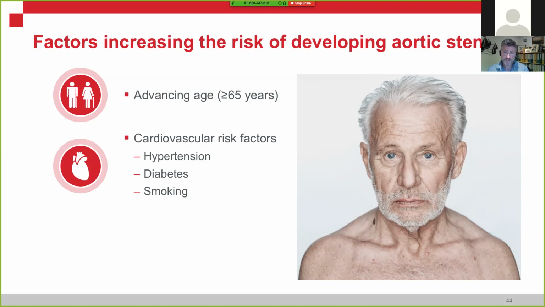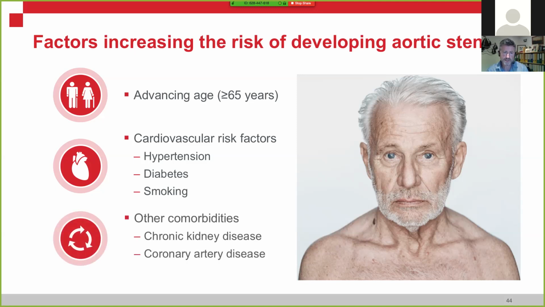Again, the pathology and the pathogenesis of aortic stenosis is primarily an inflammatory condition affecting the leaflets. So it's the same type of risk factors that predispose to developing coronary disease or atherosclerotic disease elsewhere, whether it's peripheral or coronary. Very, very similar risk factors as in aortic stenosis. Other comorbidities, again, will increase the probability of developing aortic valve thickening, calcification, and functional impairment, such as chronic kidney disease and coexisting coronary artery disease.